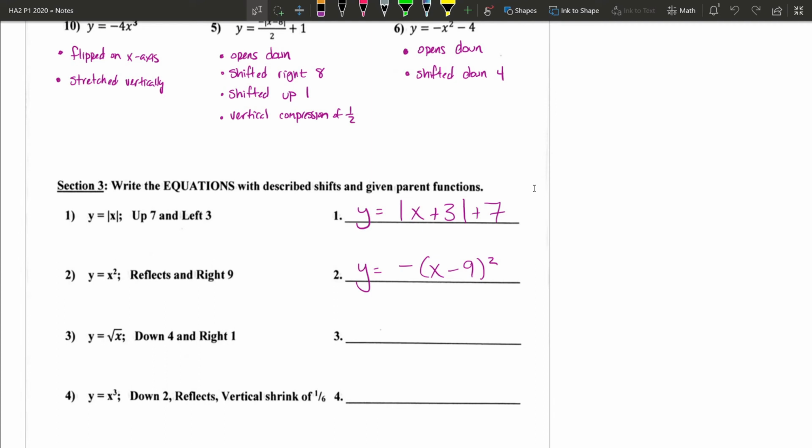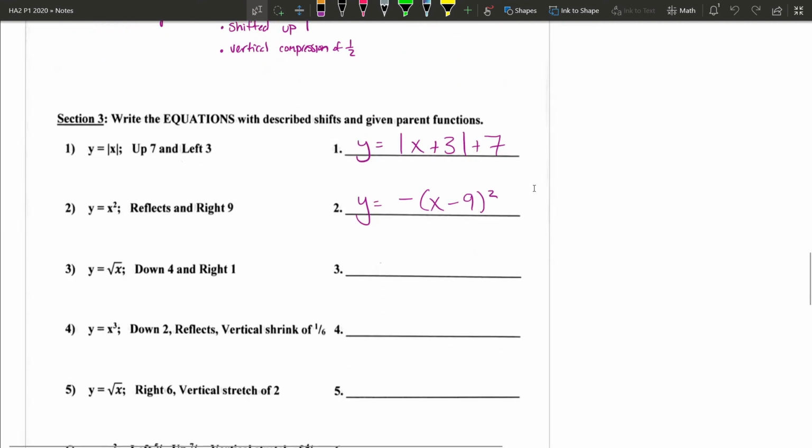All right, let's do one of the new ones, a square root function. It says we're going to go down 4 and right 1. That's not too bad. y equals square root of x minus 1 for right, and then minus 4.